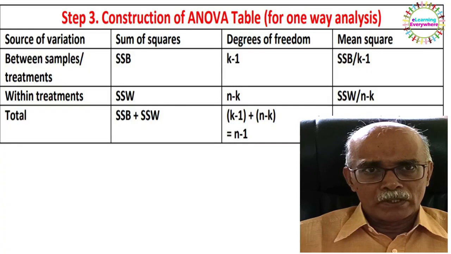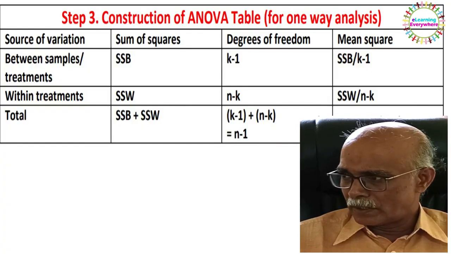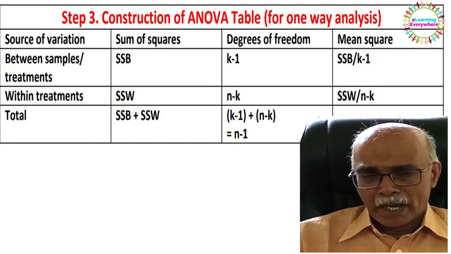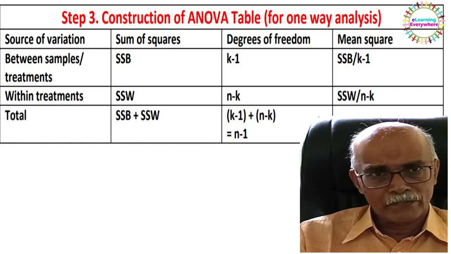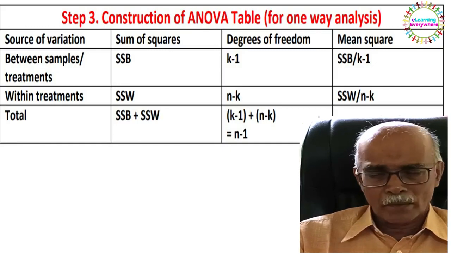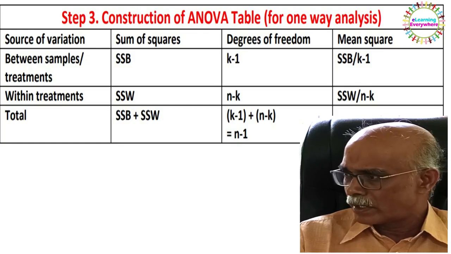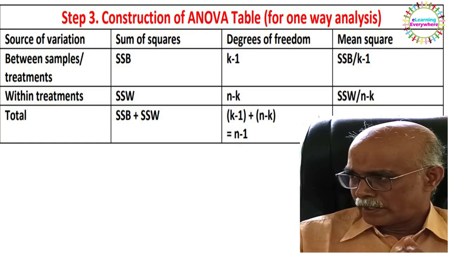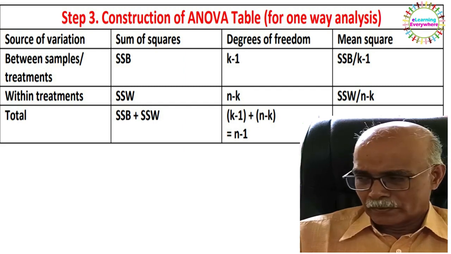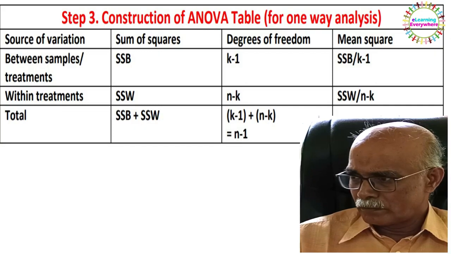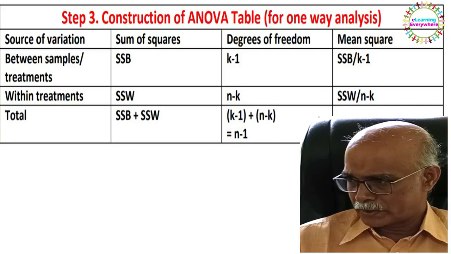And the ANOVA table is a table that is usually constructed for analysis of variance, and there are different columns. In the first column, the sources of variation are given. In the second column, the sum of square values are given, and in the third column, the degrees of freedom are given. And in the fourth column, you get the mean square. So there are two sources of variations: between samples or treatments and within samples or treatments.